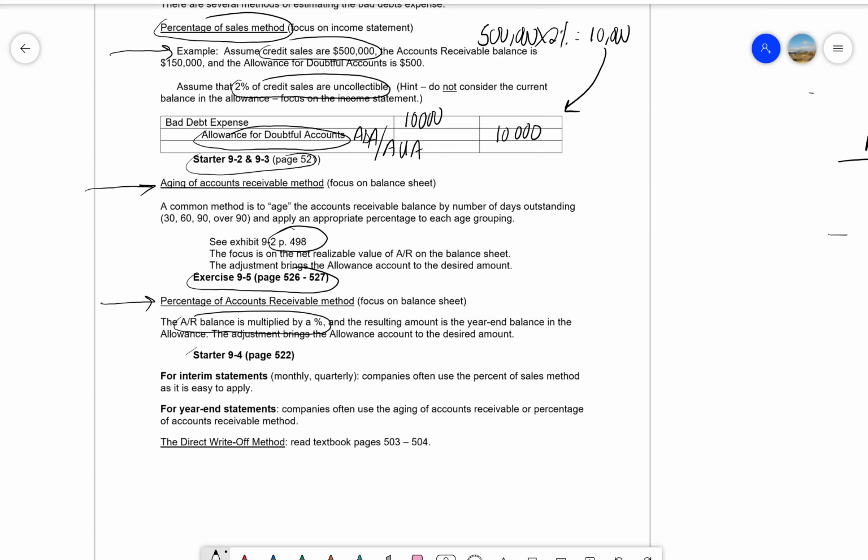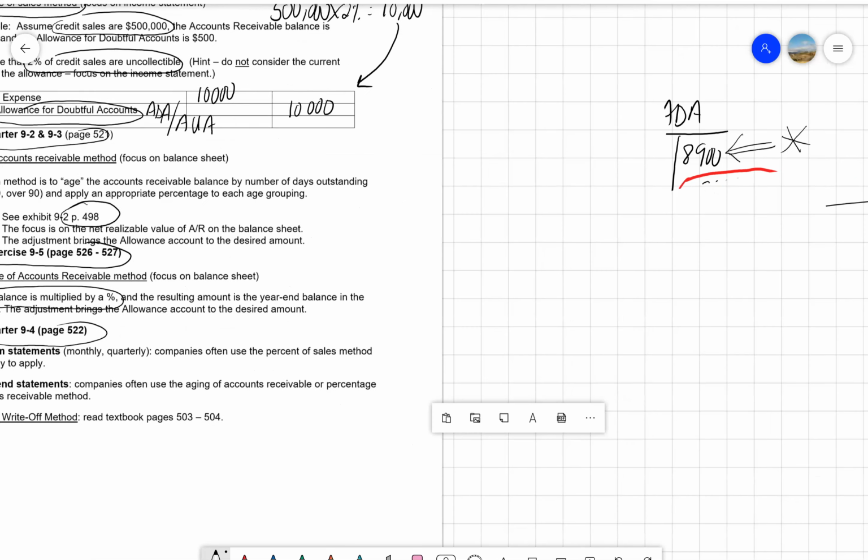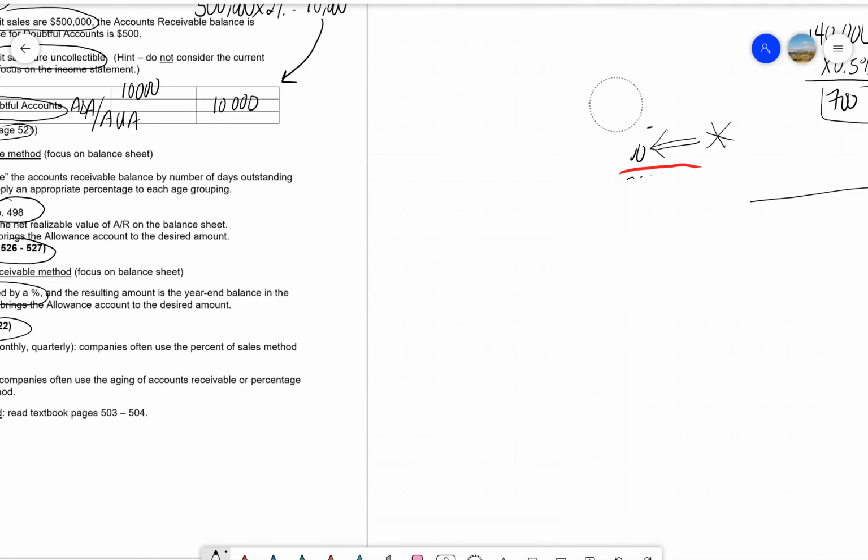So let's have a look at starter 9-4. Now, once again, pause the video, turn to page 522, and have a look at starter 9-4, and then once you're ready, resume the video. So let's have a look at starter 9-4. Now, starter 9-4 is focusing on what we call the percentage of accounts receivable method. And so let's just set up the information that we know so far.